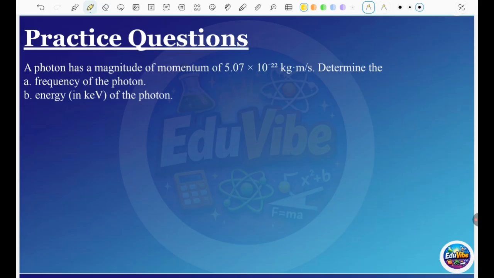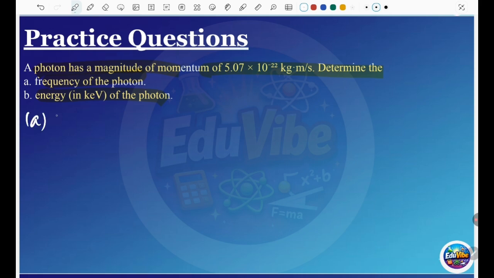The question says, a photon has a magnitude of momentum 5.07 × 10^-22 kg·m/s. Determine the frequency of the photon and the energy of the photon in keV. So you have to find the frequency in the first part.